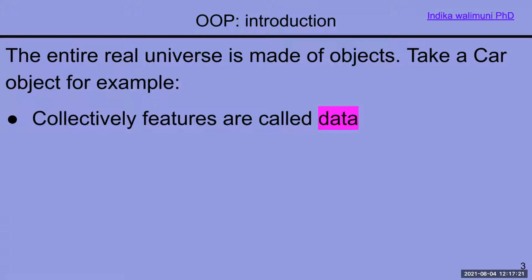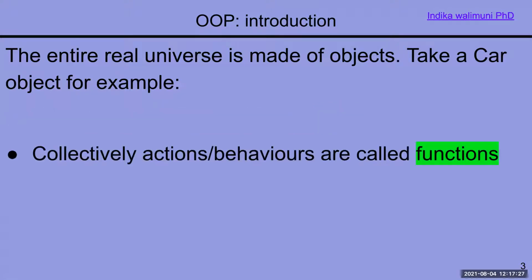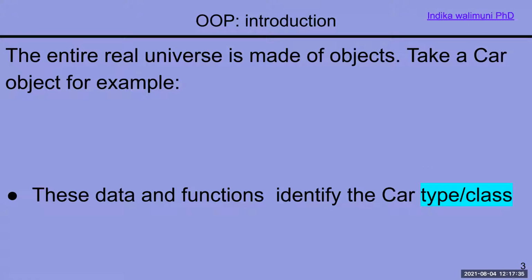So we collectively call features data and collectively call actions or behaviors functions. Together, this data and these functions uniquely identify a car in the real world. Okay. So, the car type or the car class.